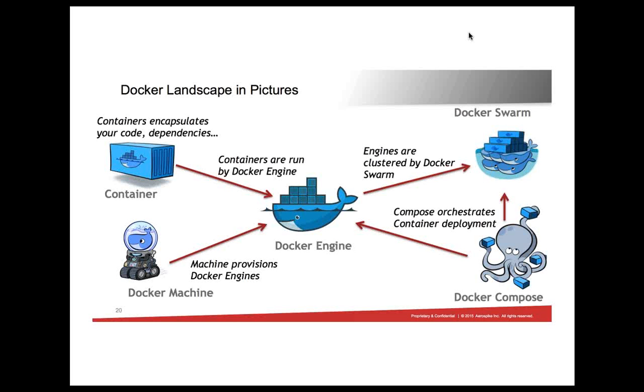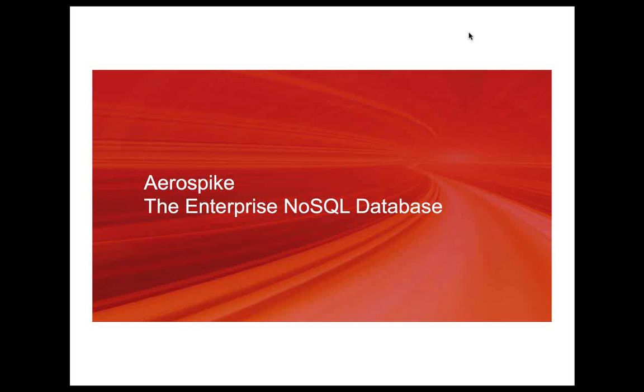Docker Swarm is Docker's clustering mechanism for Docker engines. So you can spread these engines across many physical hosts and then deploy your application to that cluster. Hopefully that will give you some idea of some of the components we're going to talk about today and how they fit together. Okay, so that was the container part.